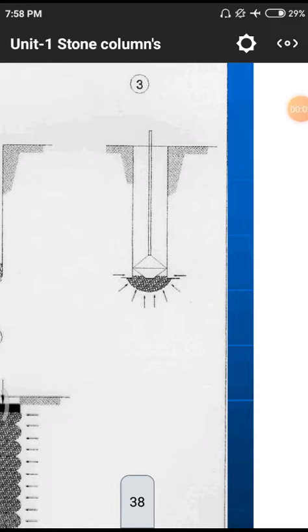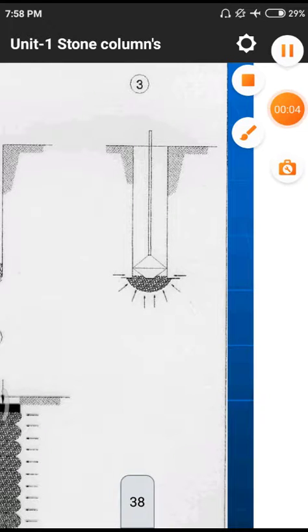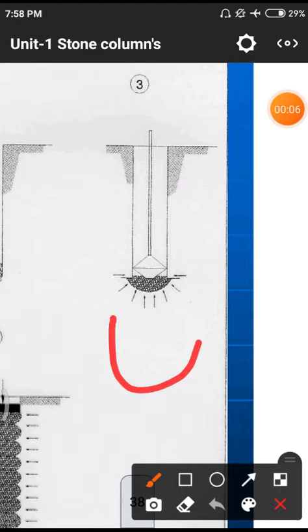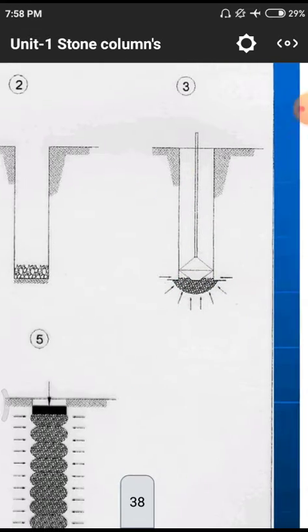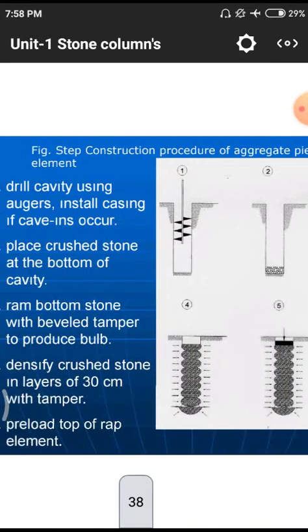Normally, what does a bulb mean? A bulb means having a capacity in this shape, so that the total load will be transferred to this end itself, and the load has to reflect in different directions. So they form the bottom portion with a bulb shape. That is the necessity of forming the bottom shape with a bulb shape.